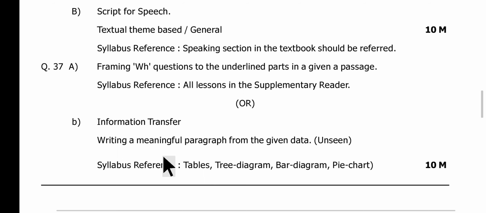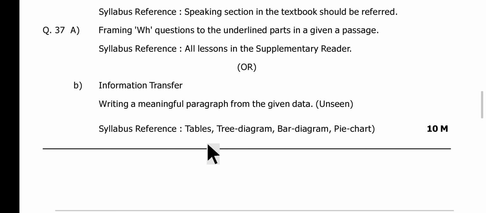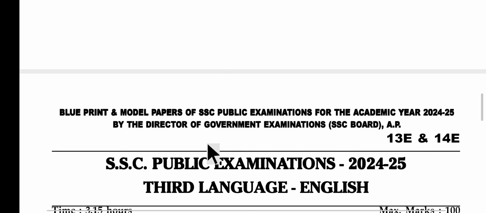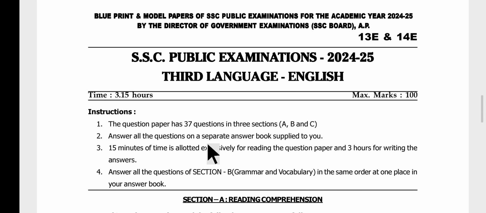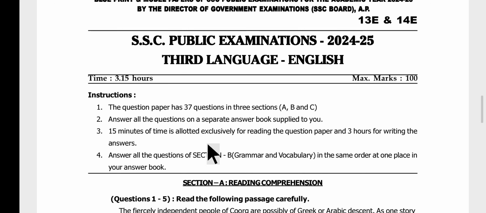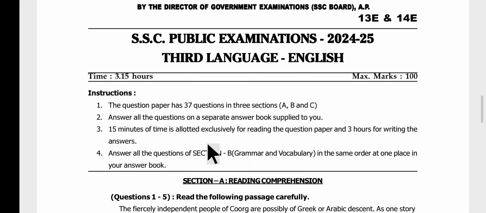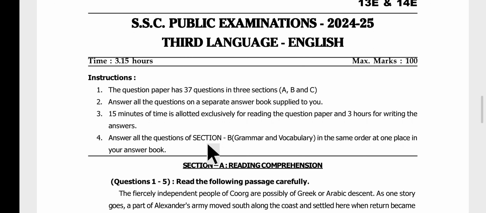Information transfer, writing a meaningful paragraph from the given data. So here we need to compose a paragraph using the given data. Syllabus reference is tables, tree diagrams, bar diagrams or pie charts that we come across in our textual or non-textual English inputs. Now, dear students, look at the model question paper supplied by the government. So, here we have 37 questions in 3 sections A, B, C.